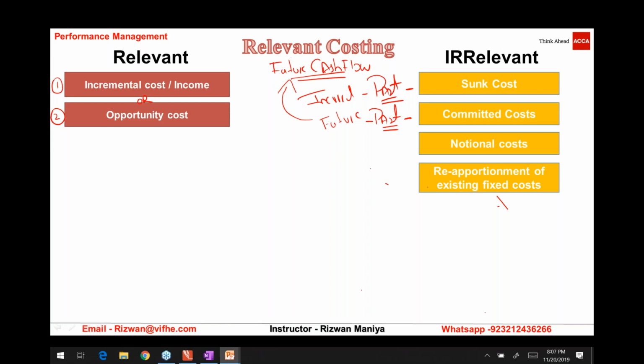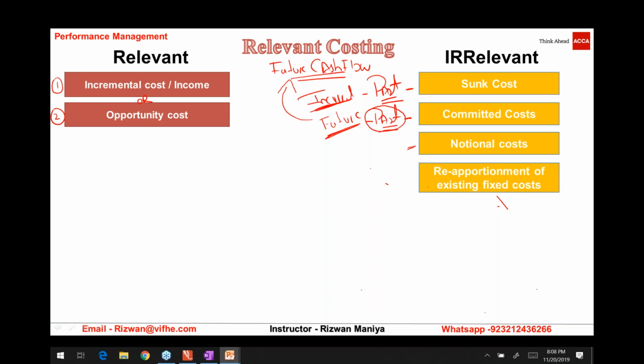Same goes for your rental agreements. You have already done the agreements. So at the time of decision making, agreements to pay rent had already been done. Even though you'll pay the rent in the future, those rental costs are a committed cost, so irrelevant. So it's a very simple difference. In sunk cost, the cost has been incurred in the past, whereas committed cost will be incurred in the future, but the commitment to incur has been made in the past.